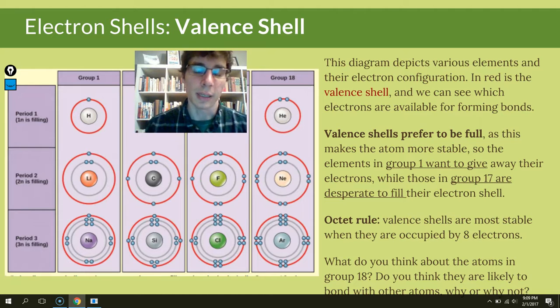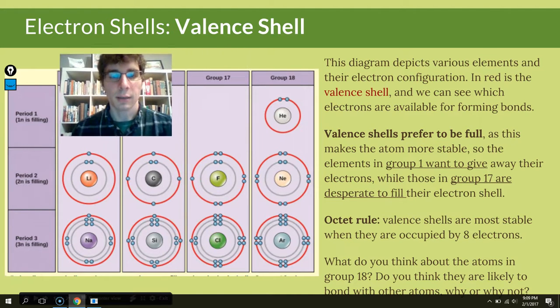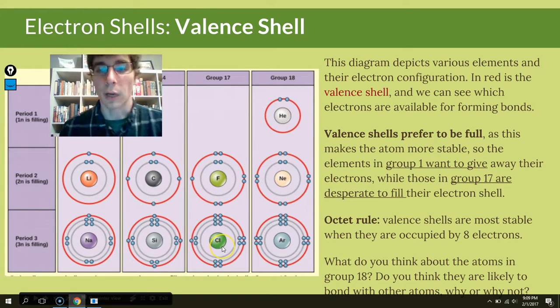It's more stable with a full valence shell. So we can imagine this lithium atom, if it loses this electron, then it's going to have a full 2 in its valence shell. On the opposite end of the spectrum, we have these atoms in group 17, like fluoride and chloride, where we have 7 electrons, and they want to be full with 8. So these ones are desperate for electrons, and these ones are willing to give up an electron.